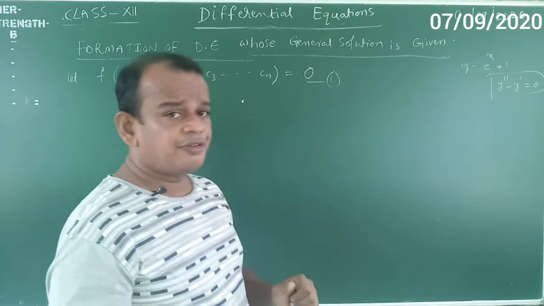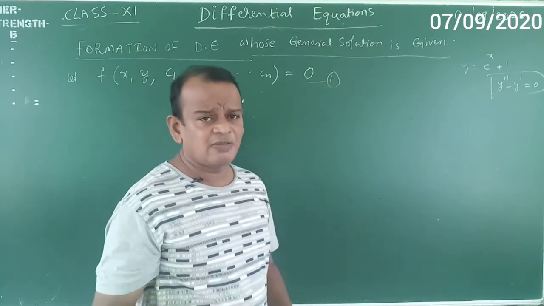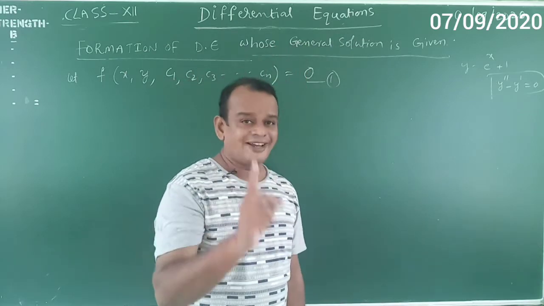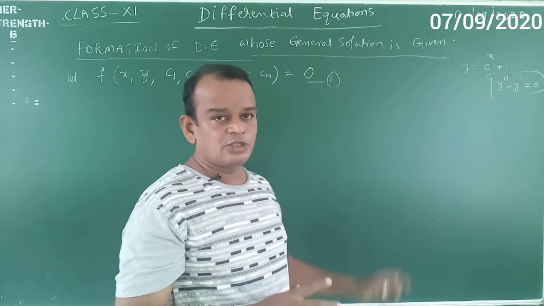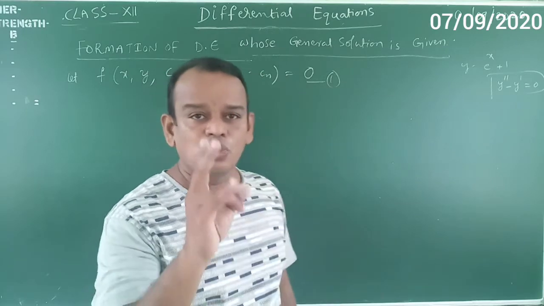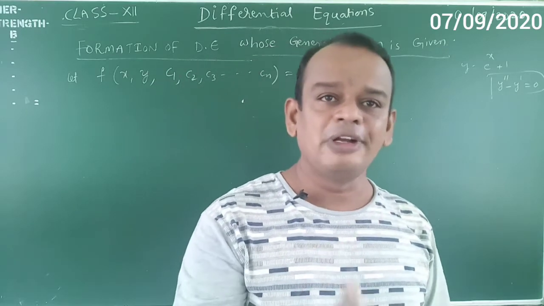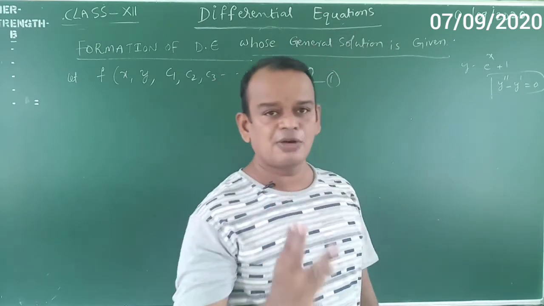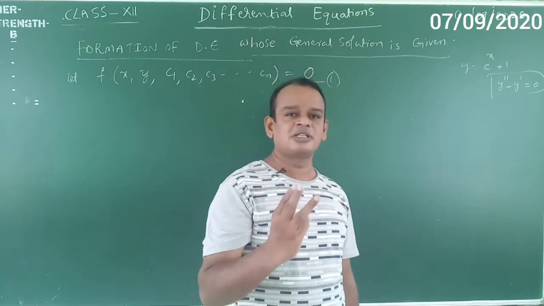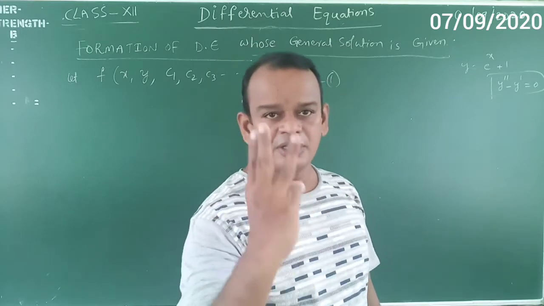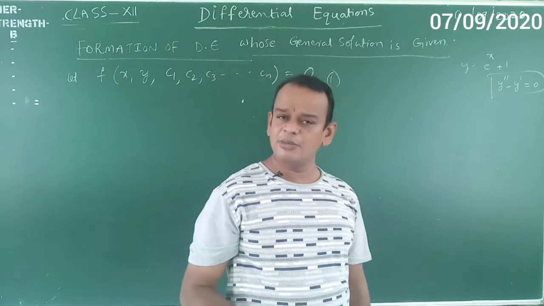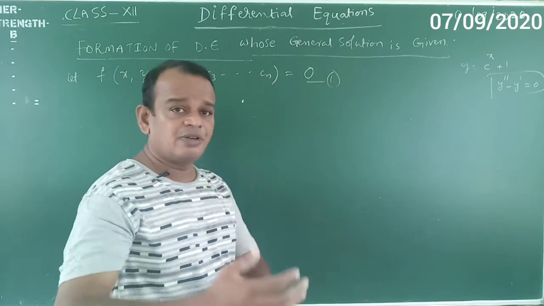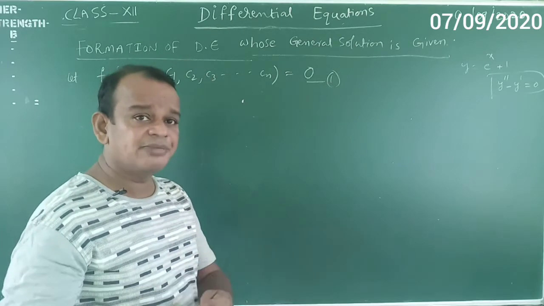Now, whenever the equation has only one arbitrary constant, you differentiate only one time. If the general solution has two arbitrary constants, we must differentiate two times. If the given equation has three arbitrary constants, we must differentiate three times with respect to x. My dear students, now here, how many constants are there? n constants. Now differentiate the given equation how many times?